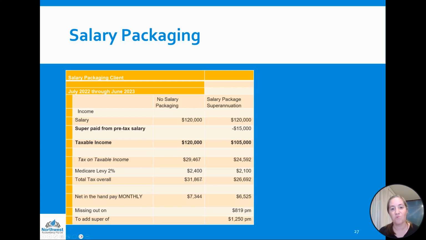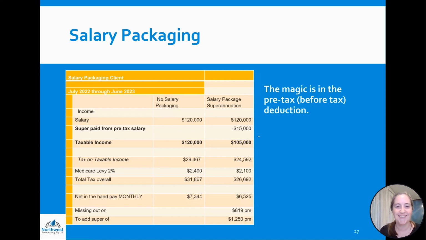So this one's really cool. If you can afford to drop your net pay and you do believe in the superannuation system, some people are a little bit cynical about it, then you can definitely put money to superannuation. And these calculations work for most other salary packaging as well. So if you're doing salary packaging of $15,000 for a vehicle, then generally it would work similar to this as well.